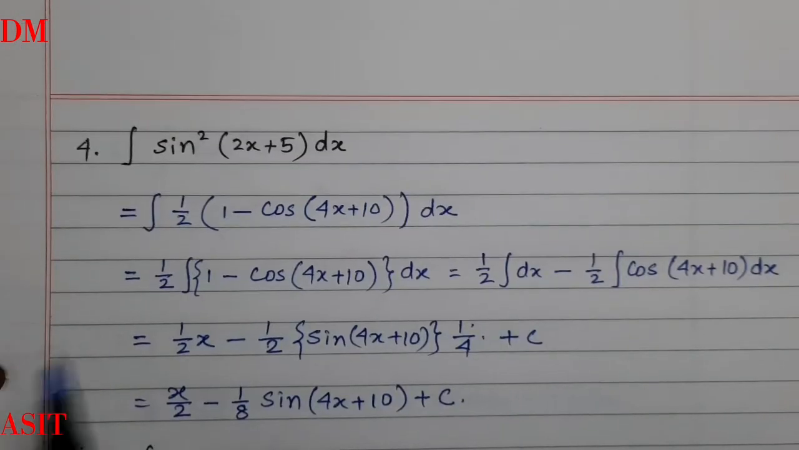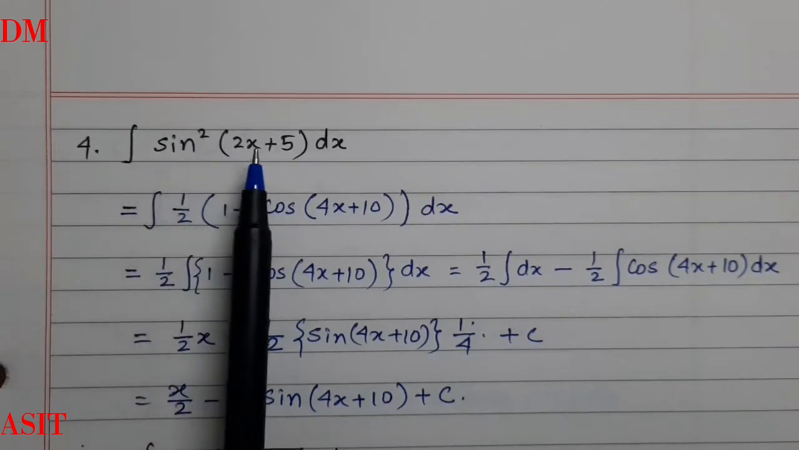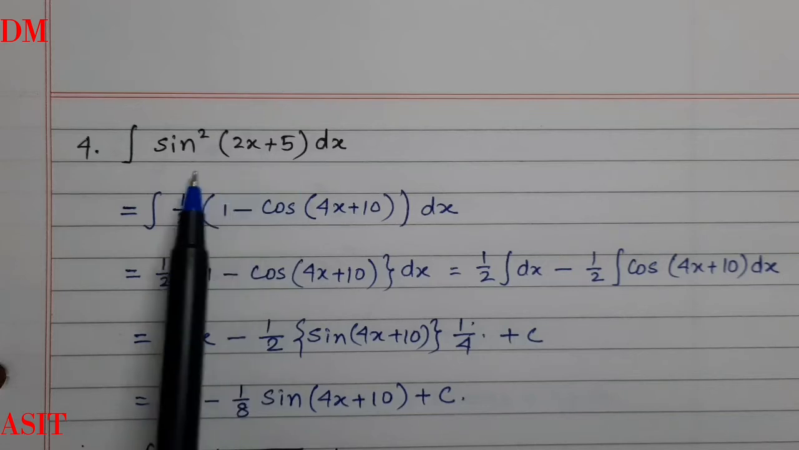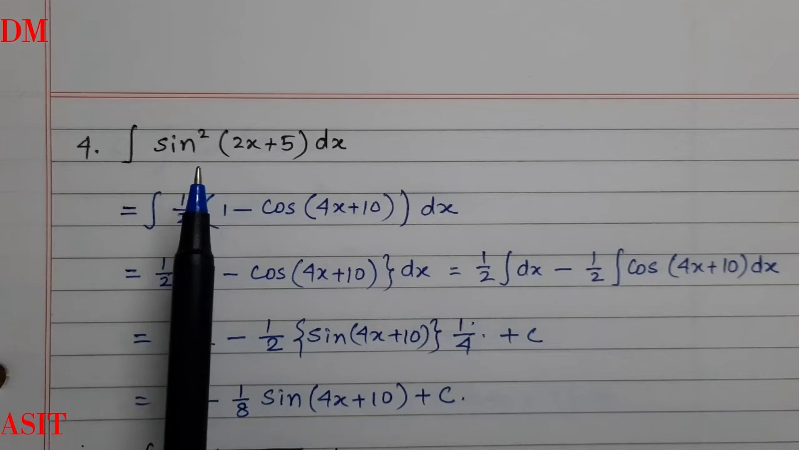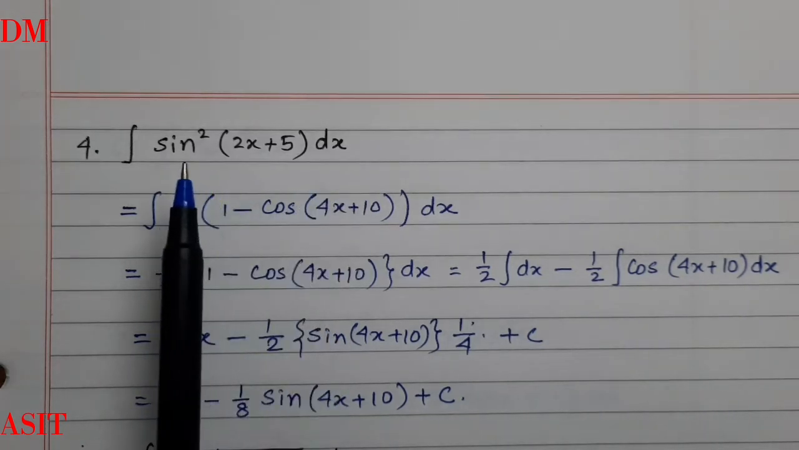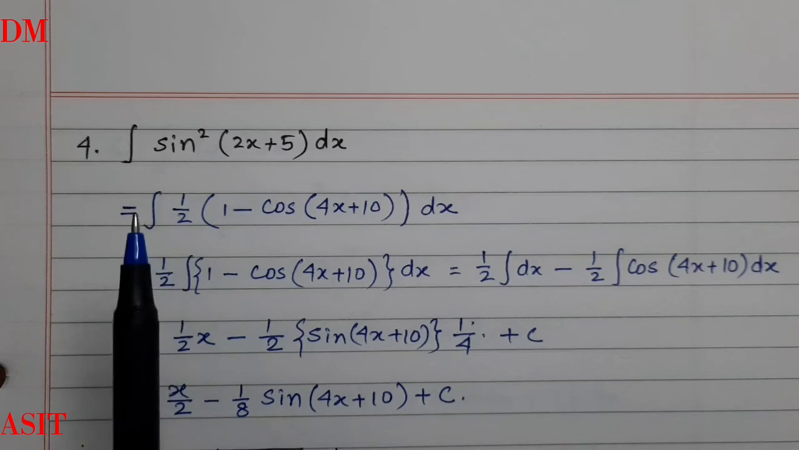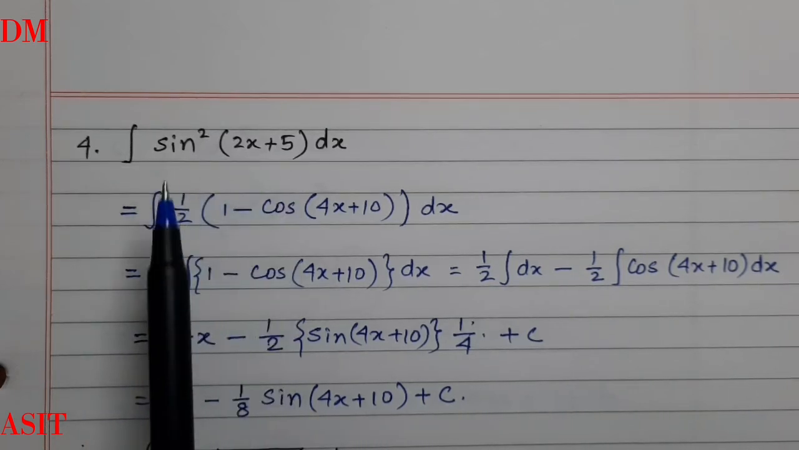Now the fourth one is giving the integration of sine square 2x plus 5 dx. So it is a trigonometric expression. Trigonometry is very important. Without trigonometry, applied mathematics is blind. So you have to know each and every formula of trigonometry. So let's see how to find out the integration of this.